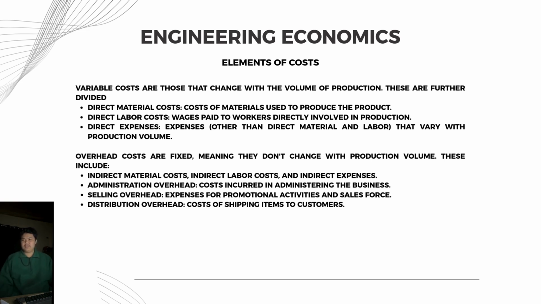Conversely, overhead expenses are those that don't alter regardless of the shifts in output volume. These include administration overhead, which includes all business management expenses; selling overhead, which includes all promotional and sales force expenses; and distribution overhead, which includes the entire cost of shipping the goods from the factory to the customer's location. Overhead costs also include indirect material costs, indirect labor costs, and indirect expenses.